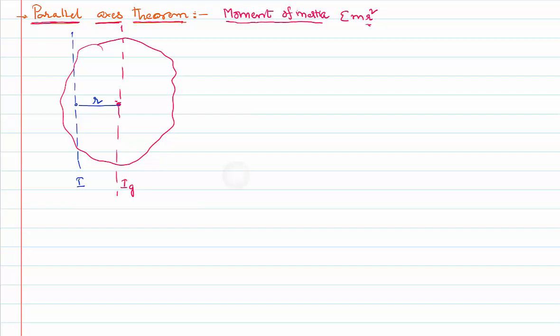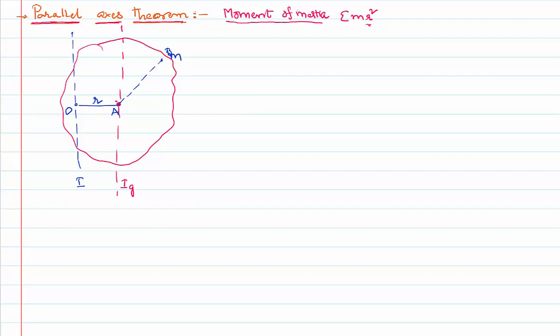Now let us consider a particle somewhere here. Let that particle have a mass m. Just for the sake of reference, let me name this point as O. Let me name this point as A. Let me name this point as B. So this point, like what I said, m, is at a distance AB from the axis of rotation.